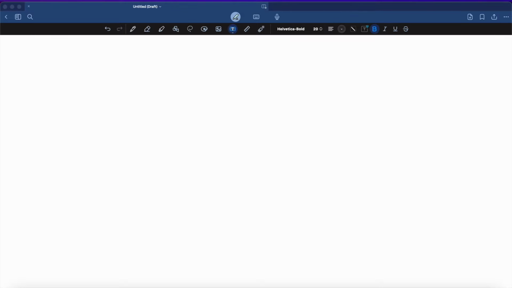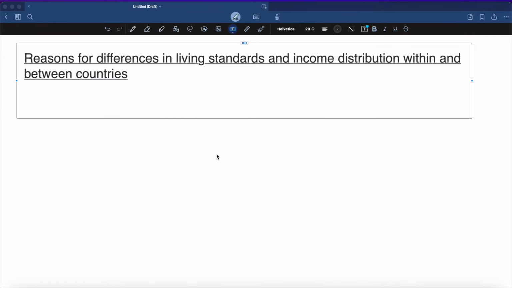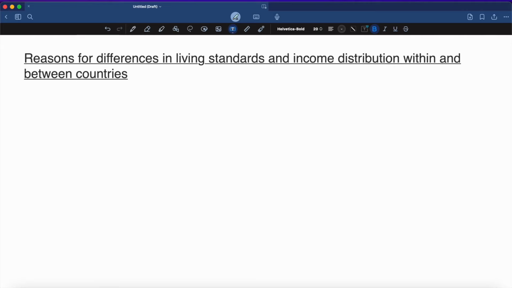So the reasons for the difference in living standards is now our next subtopic that we're talking about. And the first one is the difference in living standards within a country. Why is there a difference in living standards within a country? Now, there are several reasons why this can be. Okay, why someone might have a high living standard, why someone might have a low living standard. So let's look at that.